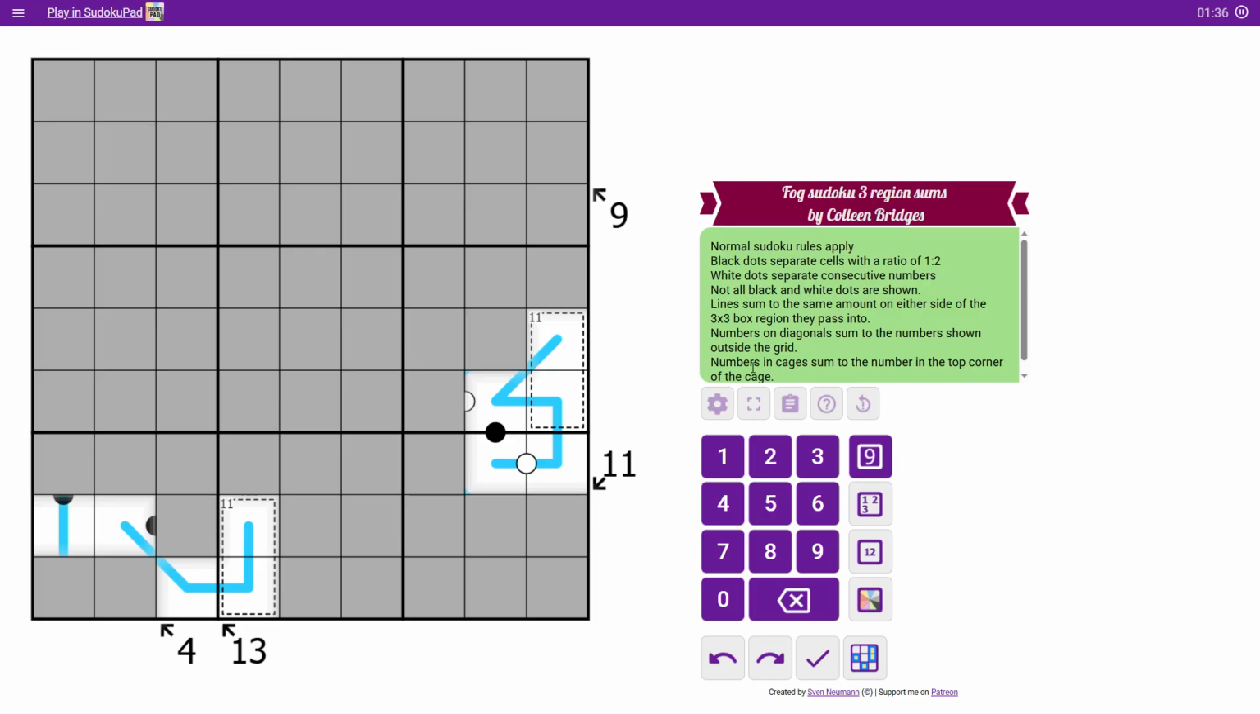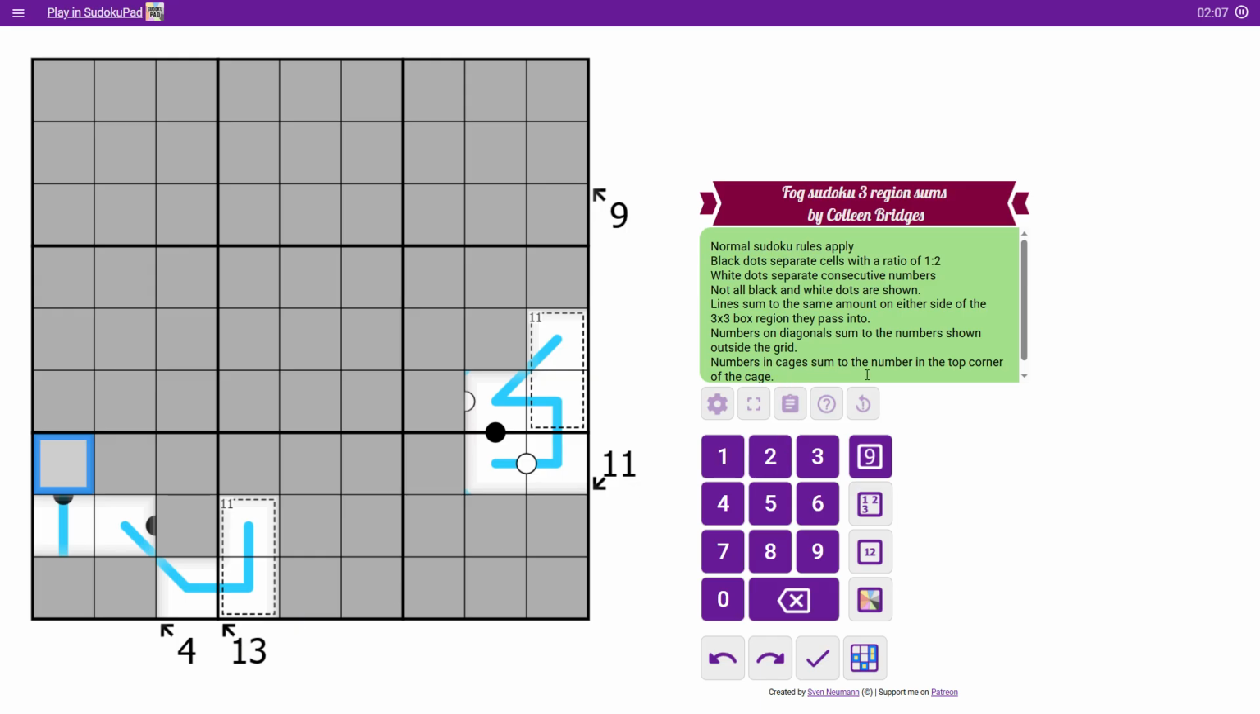so you can't use the negative constraint for this one. Line sums to the same amount on either side of the 3x3 boxes. That was the rule I just explained. Numbers on diagonals sum to the numbers shown outside the grid. Oh, that's another new one that I've included in here. These numbers out here, with the arrow that points to that diagonal: those 2 diagonals have to sum to 11, those 2 have to sum to 9, those 2 have to sum to 4, and those 3 have to sum to 13.